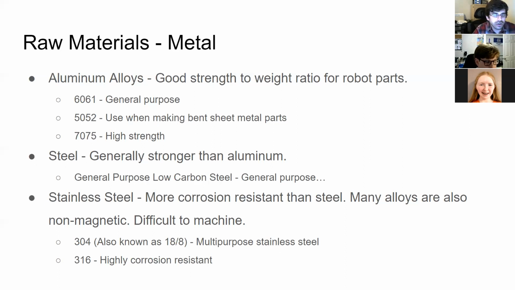Steel is stronger and heavier than aluminum. It also is harder to get corrosion resistant steel, and it usually needs a coating of some sort. Stainless steel is more corrosion resistant. It also tends to be weaker. It's really difficult to machine. And some grades of stainless steel are non-magnetic.